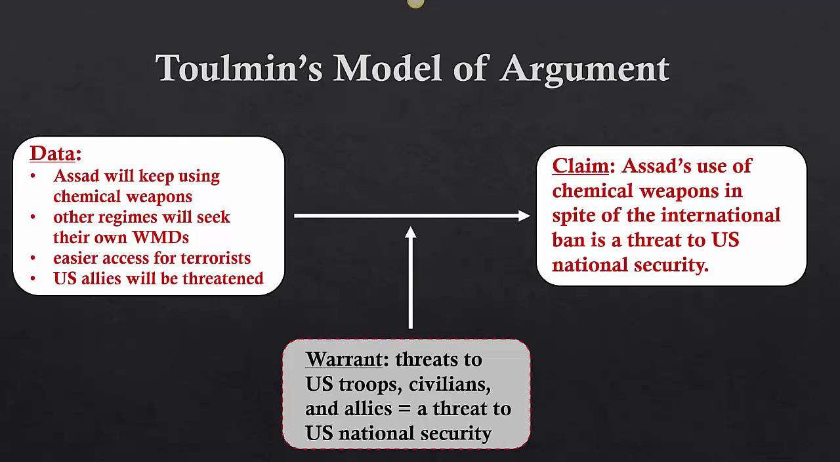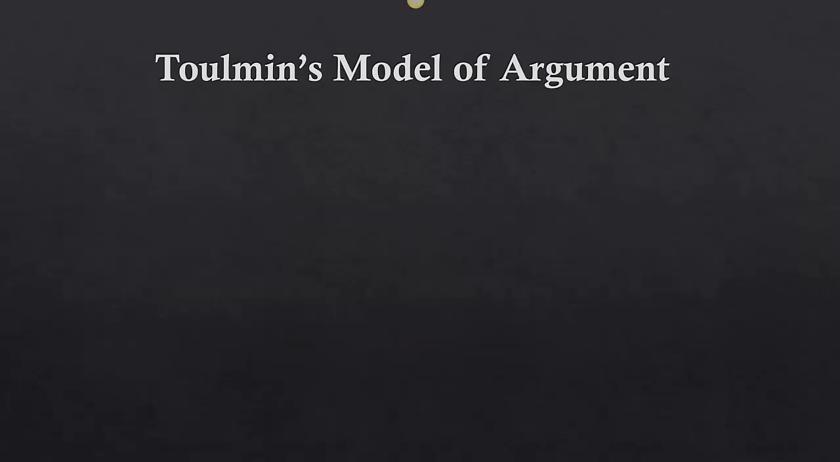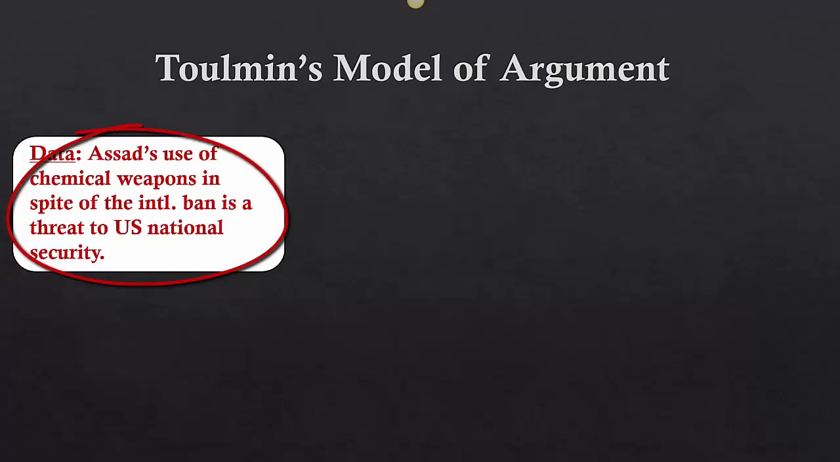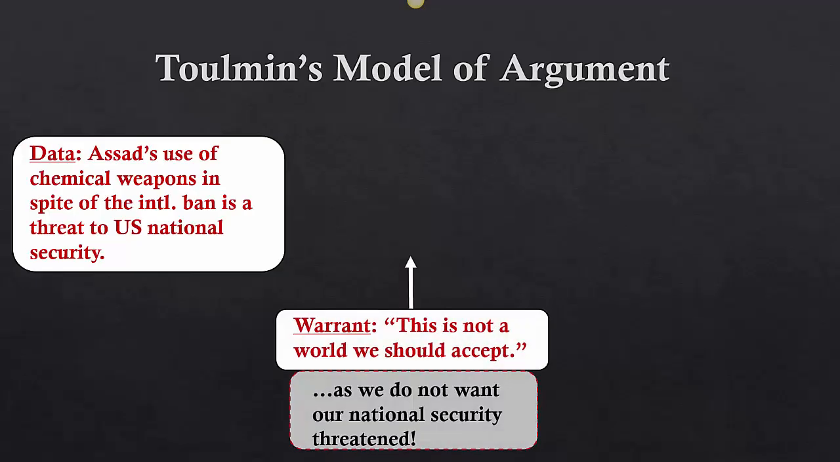So, once he establishes this claim's truth, that Assad's use of chemical weapons in spite of the international ban is a threat to U.S. national security, this claim that he's proven now becomes a conclusion that he uses as data for a subsequent claim. So now we have data, evidence: Assad's use of chemical weapons in spite of the international ban is a threat to U.S. national security. What follows after this is some reasoning that he provides both explicitly and then implicitly.